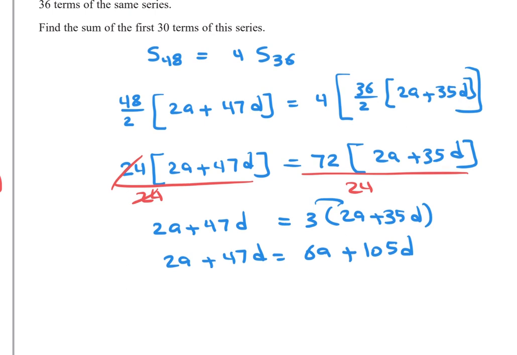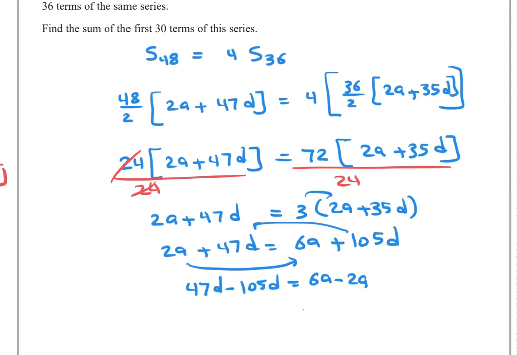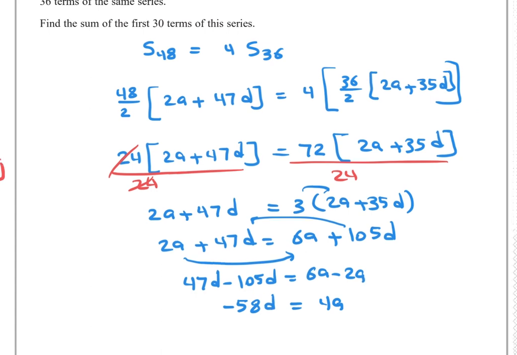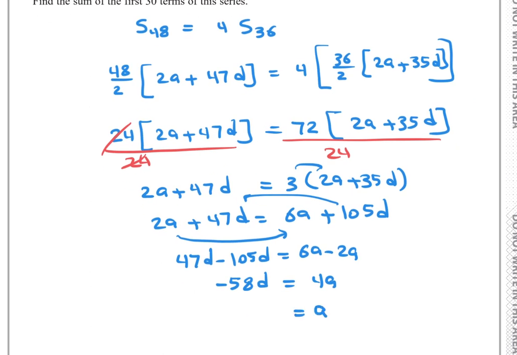Now transpose a to the one side and d to the other side. So you can transpose 2a to the other side. So 6a minus 2a equals 47d minus 105d. So 4a equals negative 58d. Divide by 4, divide by 4. So a equals negative 14.5d.